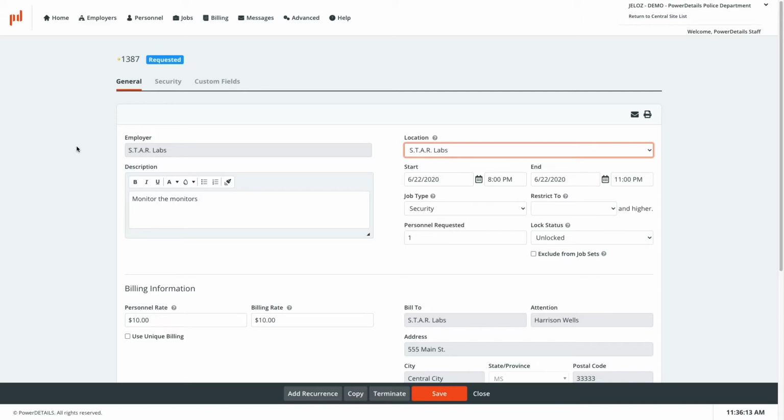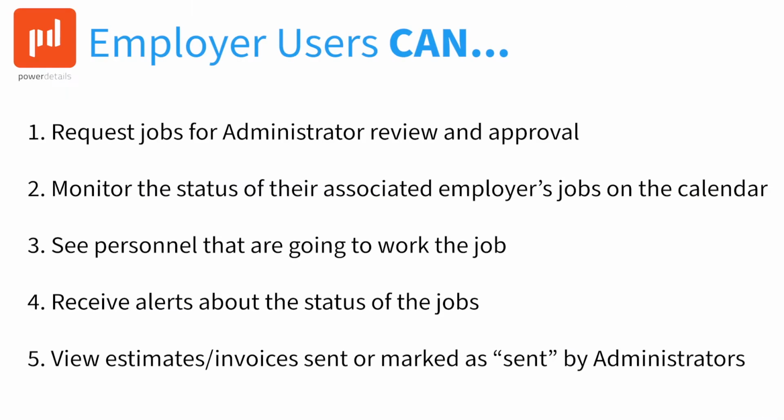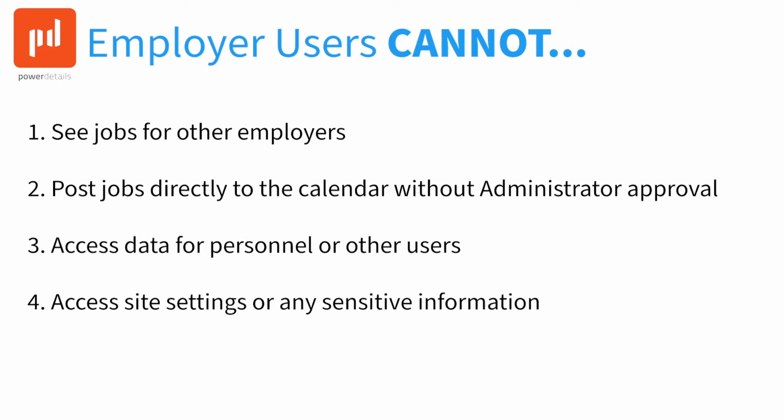Only jobs approved by an administrator will become available for personnel to see and sign up for on the calendar. Employer users can then log into PowerDetails to monitor the status of their requested jobs and to see if any invoices administrators have sent or marked as sent for their review. Note that employer users can only ever see their associated employer's information within the site.